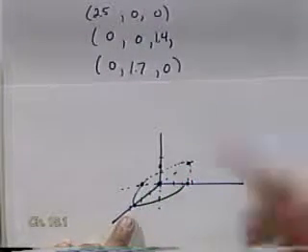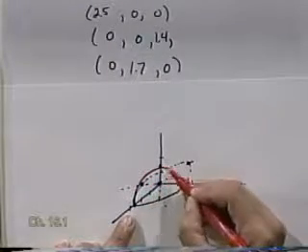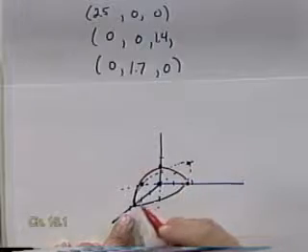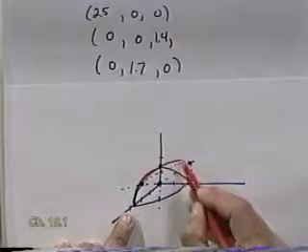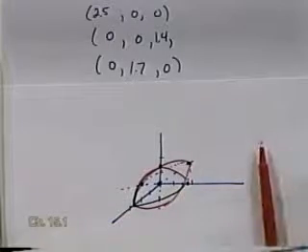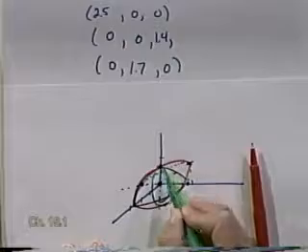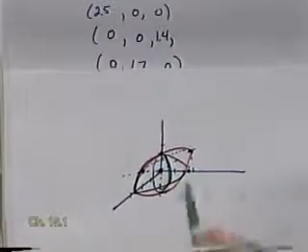If I connect the z's and the x's, whoops, x, I should have gone to here. Not too good, guys. And this one's going to be coming down around like that. Not the best picture, but as you can see, it's an ellipsoid.